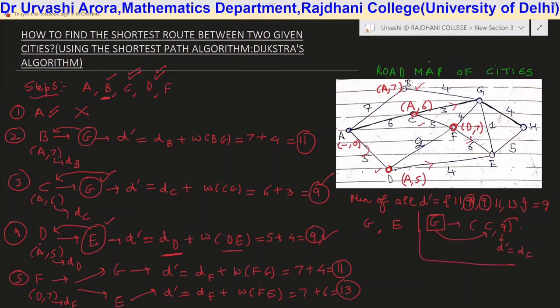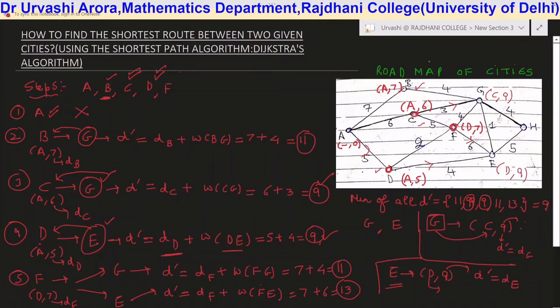And the other vertex which receives the label is E. The label received by E is D comma 9 again, because D is the labeled vertex corresponding to the unlabeled vertex E, and 9 is the D dash for E, or we can say that this D dash is DE, the distance traveled till E. So there are 2 vertices receiving a label, G and E. The label received by G is C9. We put it in the graph, and again we add the label of E in the graph, which is D9.